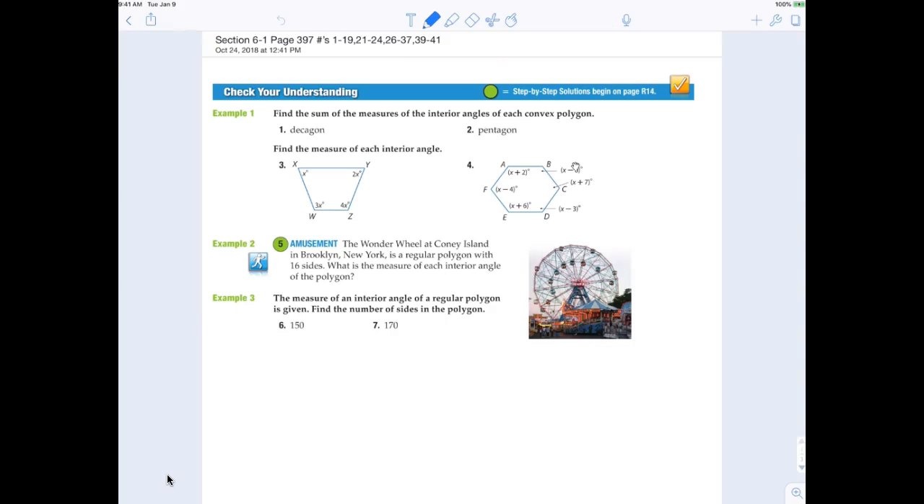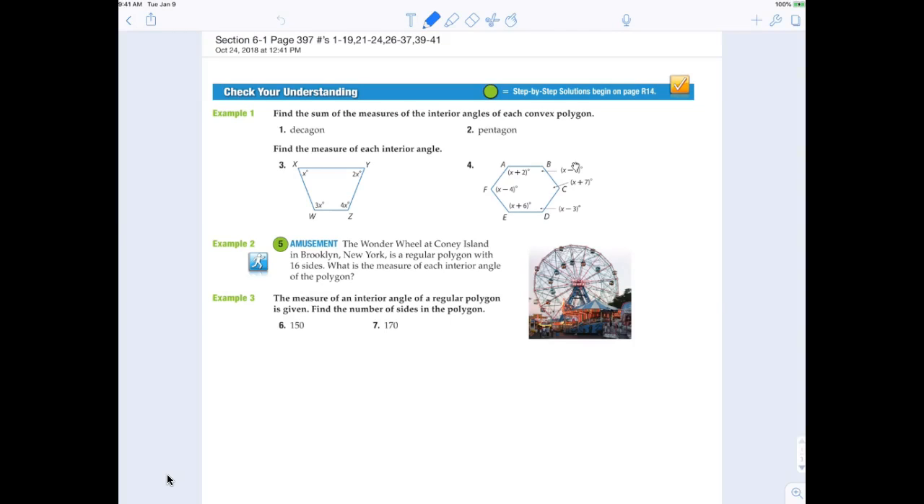Now, in question number 3 here, why is that considered convex? The reason it's convex is because if you were to draw any diagonal, the diagonal would be in the interior of the polygon. All right, same thing with number 4. That is considered a convex hexagon because, again, if I draw any diagonal, the diagonal will end up on the inside.